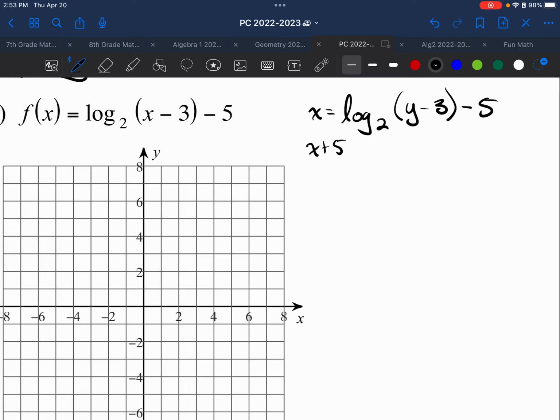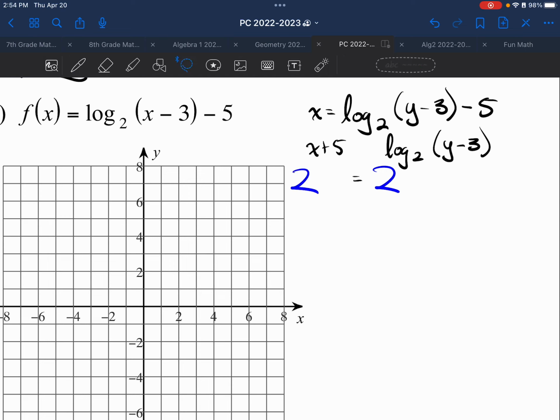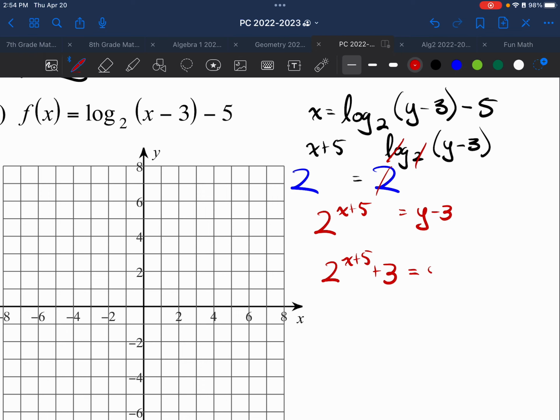I'm going to add 5 to get x plus 5 is equal to log base 2 of y minus 3. And then I'm going to exponentiate. So I have 2 to the power of that is equal to 2 to the power of that. We will move the equal sign down so it looks nice. And that will cancel some things out, meaning we have y minus 3 on this side, and we have 2 to the power of x plus 5 on this side. And from here, I'm going to say 2 to the power of x plus 5, after we add 3 to it, will be our y.